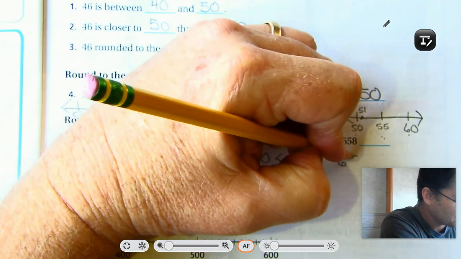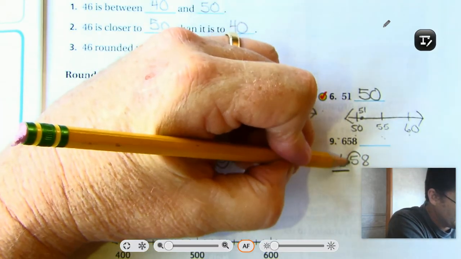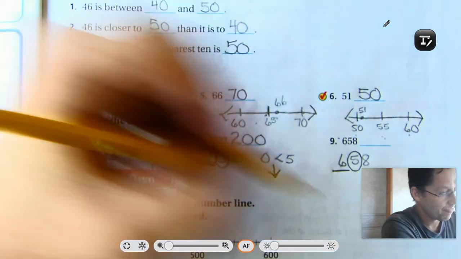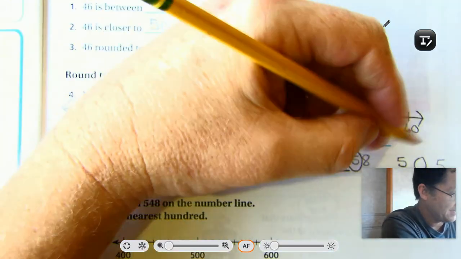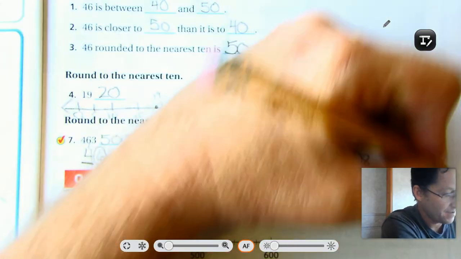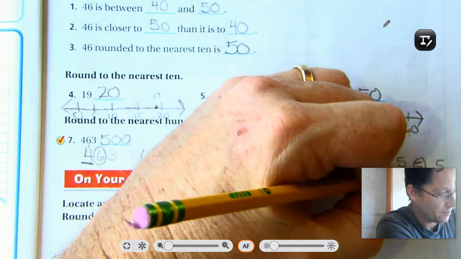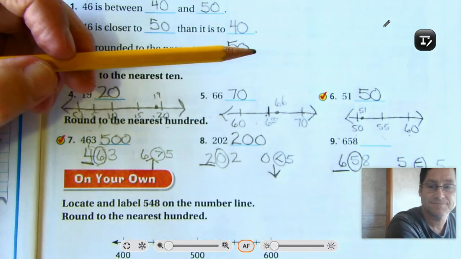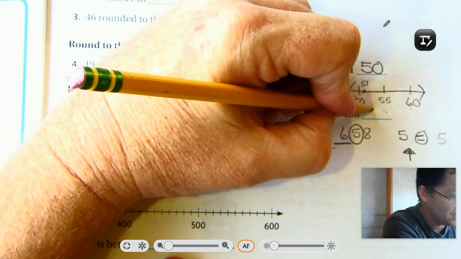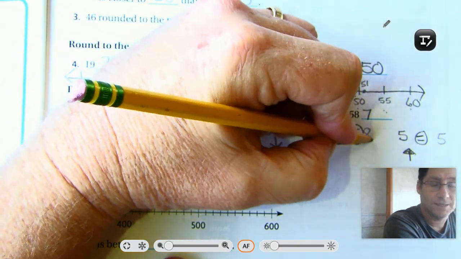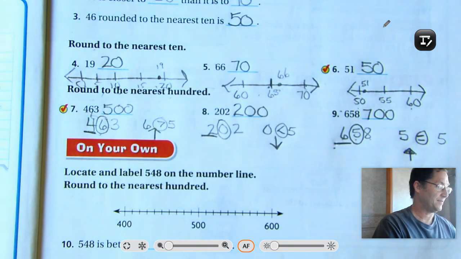658. The 6 is in the hundreds place. Look to the digit to the right. Compare it to 5. And in this case, 5 equals 5. Anything that's 5 or greater, we're going to increase the rounding place. The digit that's in the rounding place is 6. So we're going to increase that by 1. Change the tens and the ones to zeros. So 658 is closest to 700.